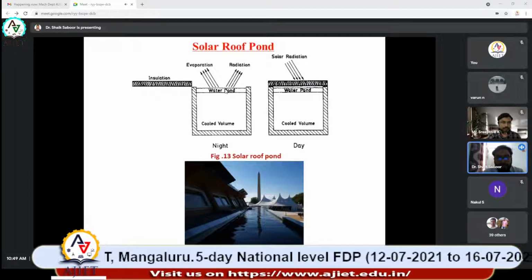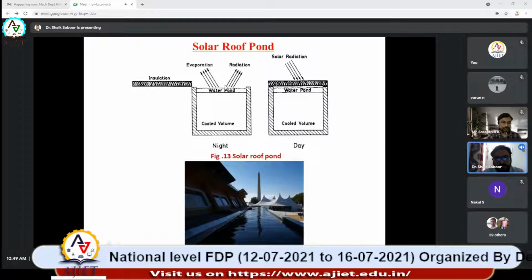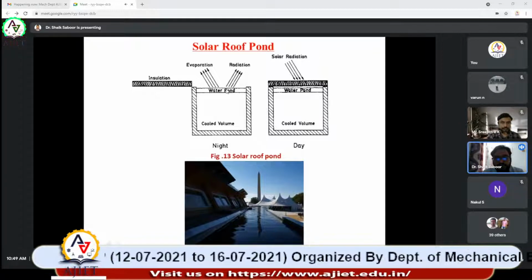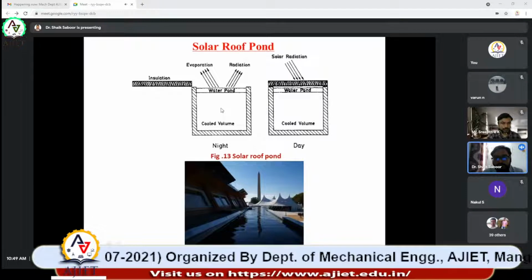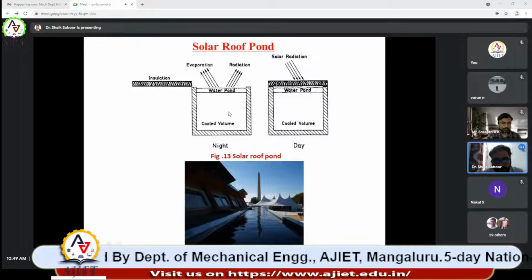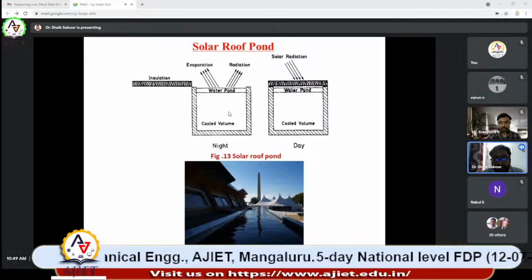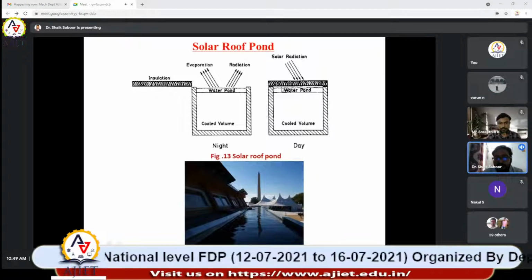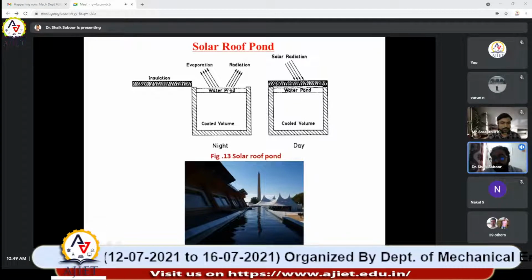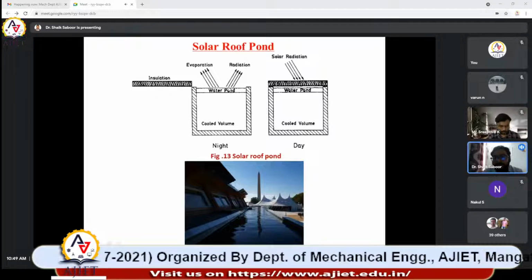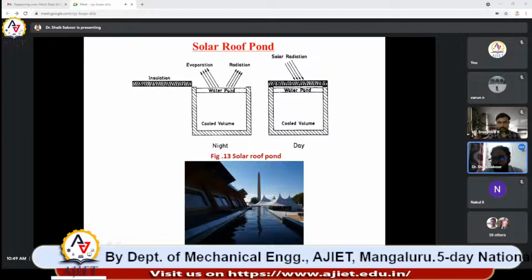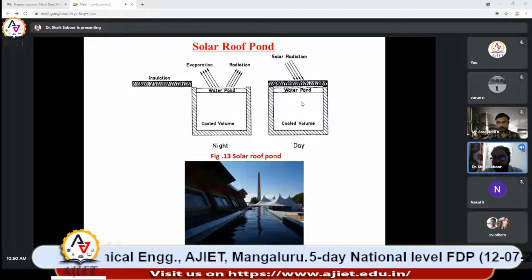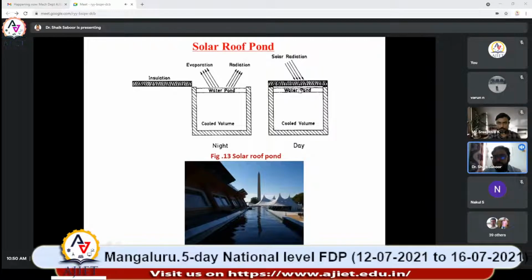So during daytime, what happens? You just close the insulation. Since the water will be chilled for some time during the day, you'll feel comfortable inside the building. Suppose you want to use this solar roof pond technique for heating of the building, the same technique can be used, but you have to expose this water to the radiation during daytime. For cooling, you expose the water during nighttime. For heating, you have to expose the water to the atmosphere during daytime.